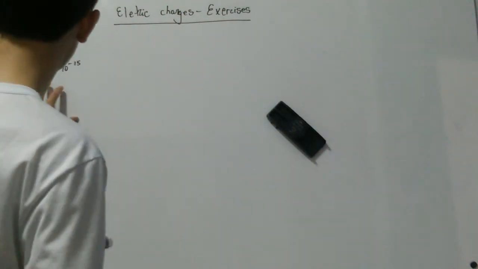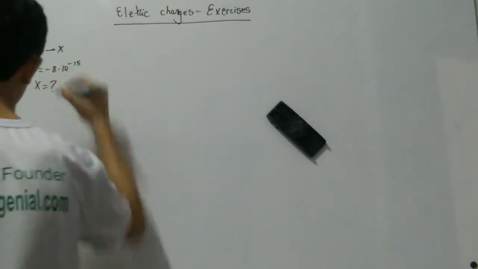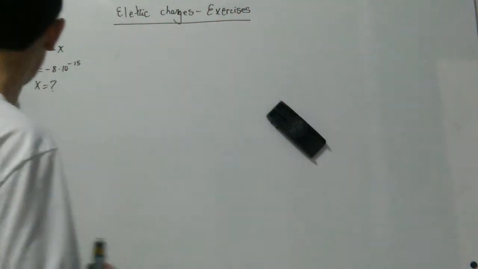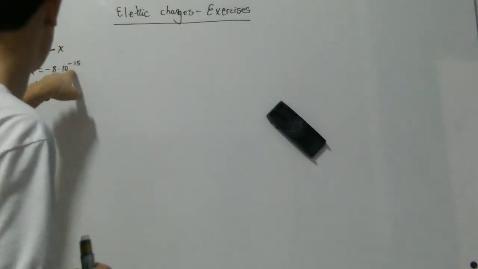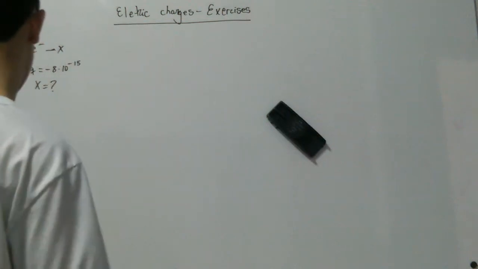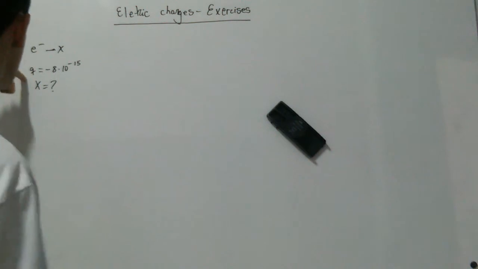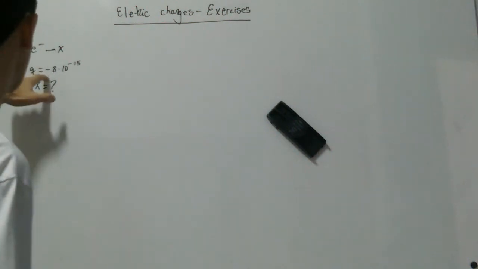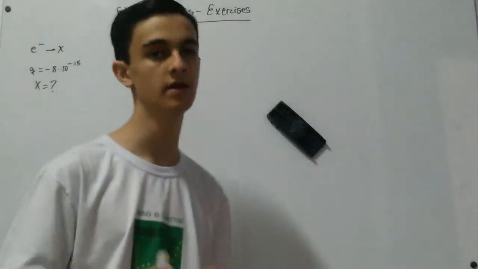And what do you want here? You want to know what's the value of x. So the question, in other words, is: you have this charge, how many electrons do you need to have this charge? Remember, it's all electrons, no protons in this exercise. You want to know how many electrons you have to put together to have this amount of charge. And as you can see, it's a negative charge, obviously, because the charge of electrons is negative.